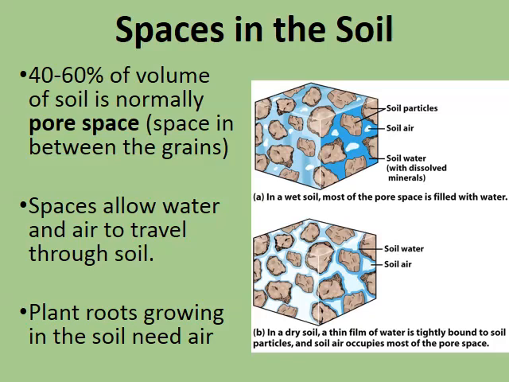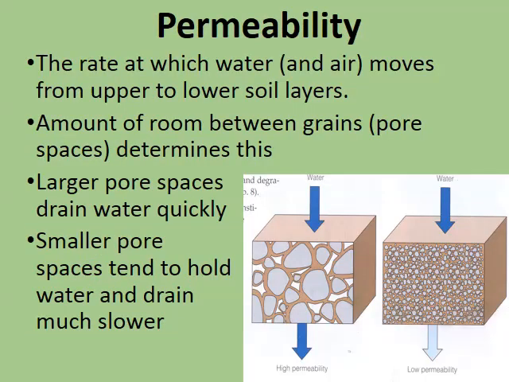Your spaces allow this water and air to travel through this soil, and your plant roots need air and they need water. So these spaces provide all of this for your plants. Spaces also have to do with permeability. So that's the rate at which water and air move from the upper to the lower soil layers because of gravity. So your pore spaces, the amount of room between the grains, determines your permeability.